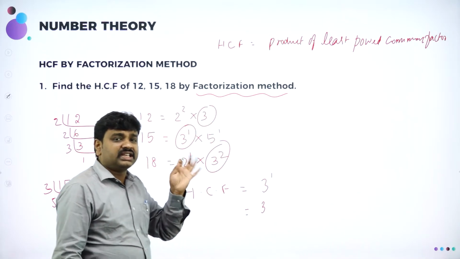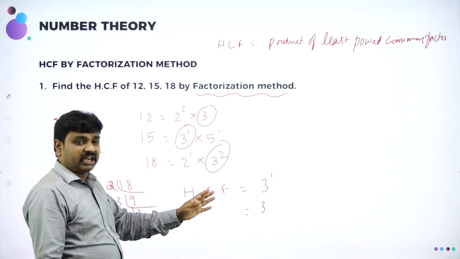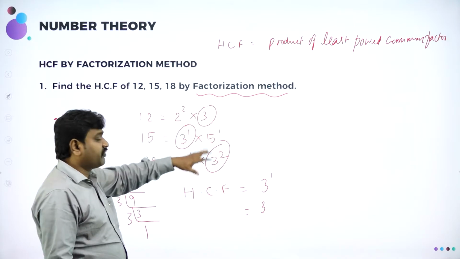So you have to pick the least powered common factors and we should multiply. But we have only one common factor called 3.